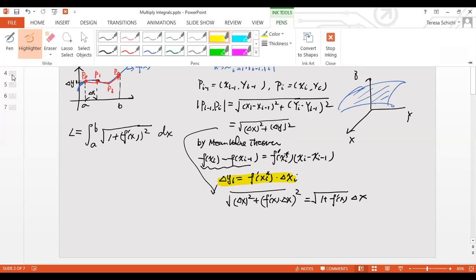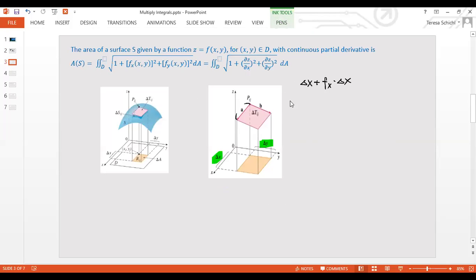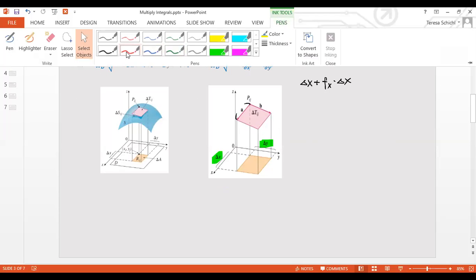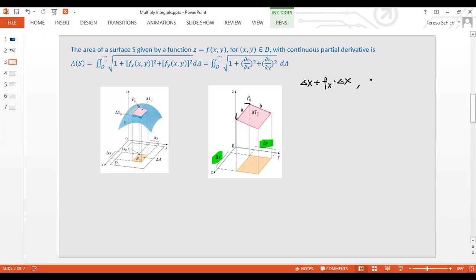Okay, now let's take a look at this one here. Then the same for the delta y here, right? This line segment can be approximated by delta y plus the partial derivative with respect to y times delta y here.